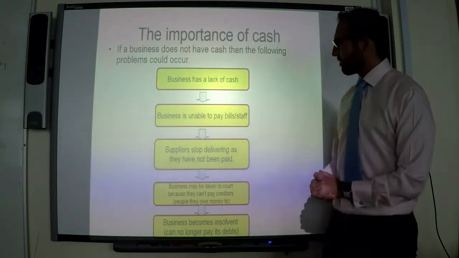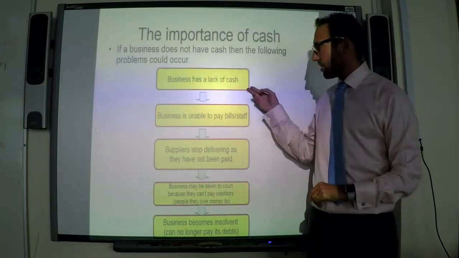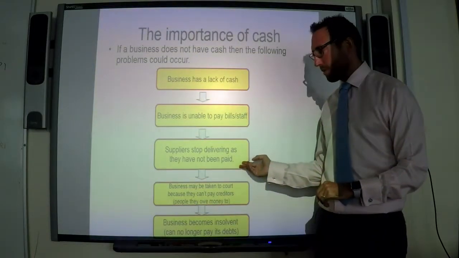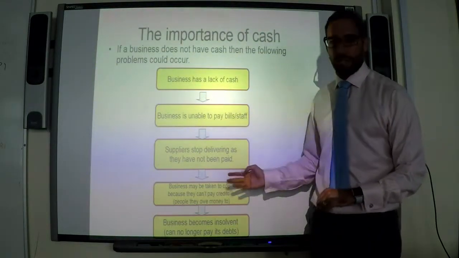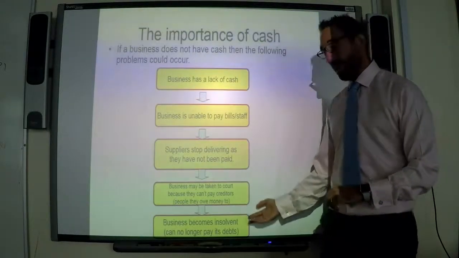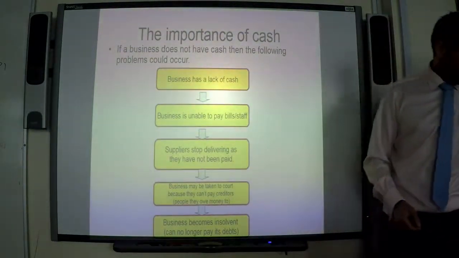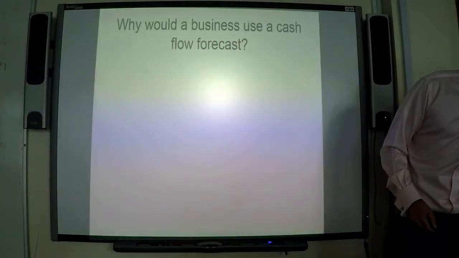What is the importance of cash flow? Well, again, if we run out of cash, we cannot pay our bills, suppliers will stop supplying, our workers will stop working, we'll be taken to court, we run out of cash, and we're going to be bankrupt. Okay, we cannot run out of cash.